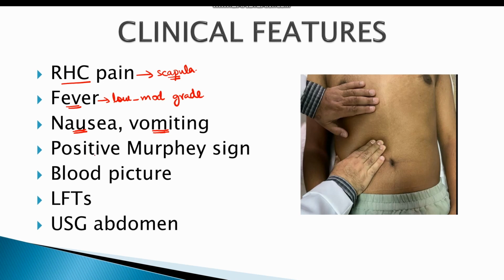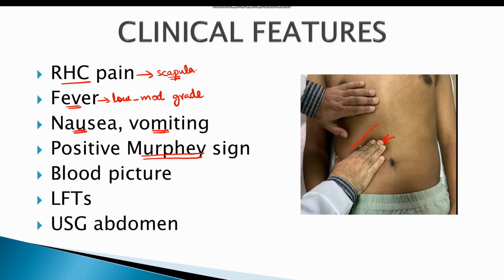One particular sign on the examination is the positive Murphy sign. So the patient is advised to lie down flat on the couch, and the pressure is exerted right beneath the rib cage. As you can see here, the pressure is exerted on the right hypochondrium just beneath the rib cage, and the patient is asked to take a deep breath.